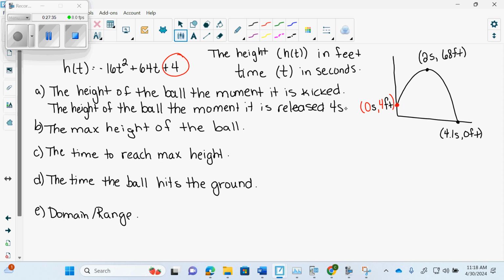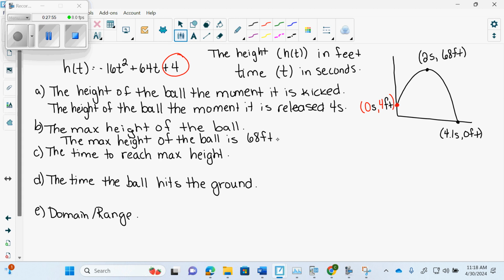Okay, the maximum height of the ball. The maximum height of the ball is 2 seconds. Oh, it said height, and seconds is not height. Shocking. The maximum height of the ball is what? 68 feet. You see, if you write the units, it's a lot harder to oopsie.